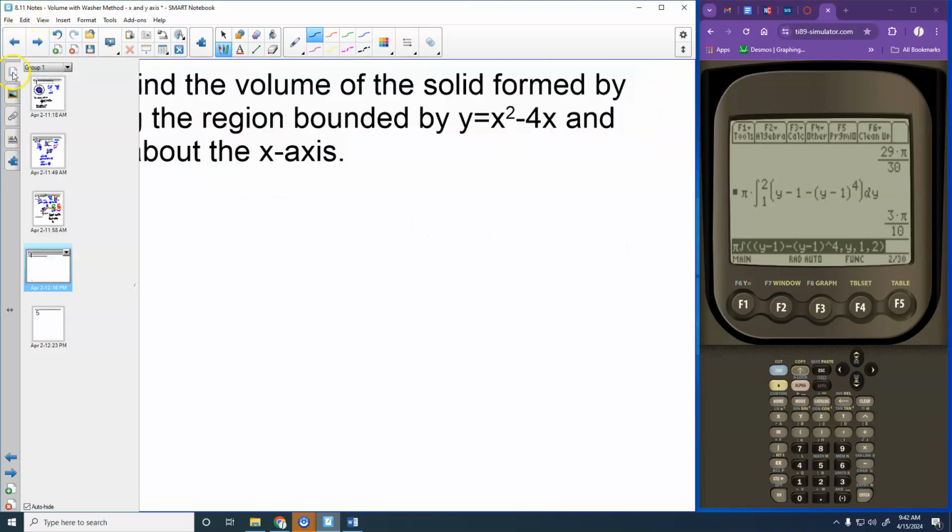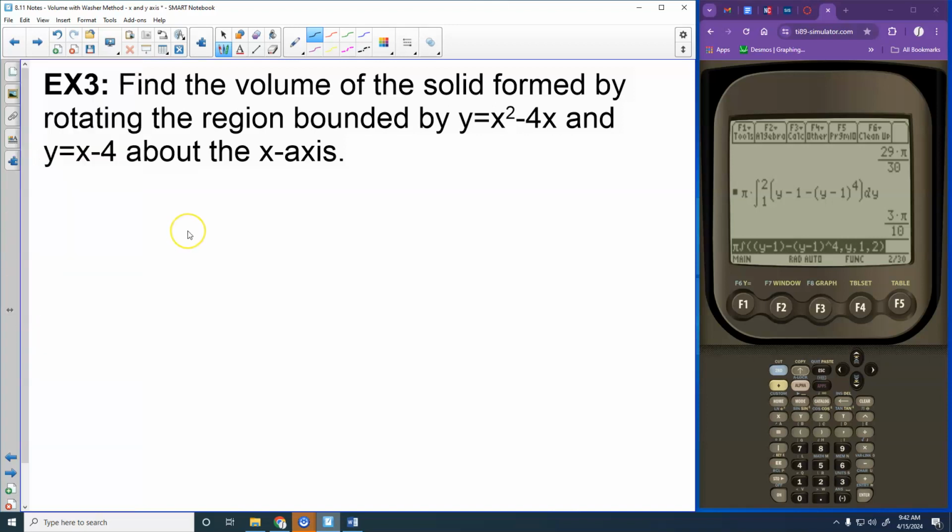All right, I think this is our last one here. We're going to find the volume of the solid formed by rotating the region bounded by y equals x squared minus 4x and y equals x minus 4 about the x-axis. If they have not given you a graph for this, you have to think about what this is going to look like. So let's do intersection points first.